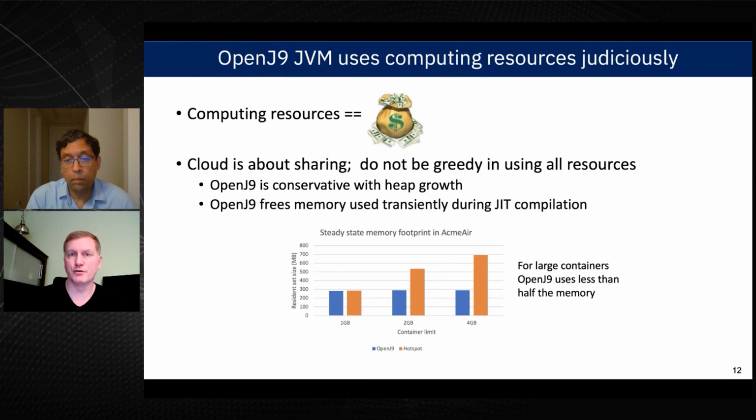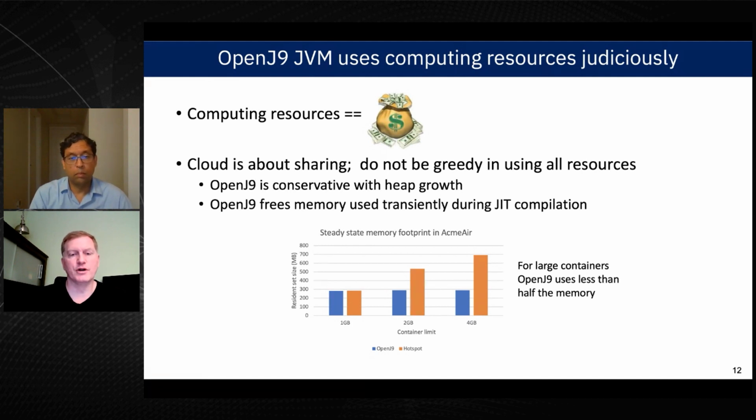OpenJ9 here is extremely conservative with its heap growth. It tries not to grow the heap unless it thinks there will be a valuable throughput benefit that you will get from growing the heap. It also frees memory that's used transiently by JIT compilation very aggressively, so that memory consumption only shows up very, very instantaneously, and it's gone by the time you would actually measure it. The graph here at the bottom is showing the execution of an application called Acme Air. It's a Java EE7 application, I believe, and looking at steady state memory footprint.